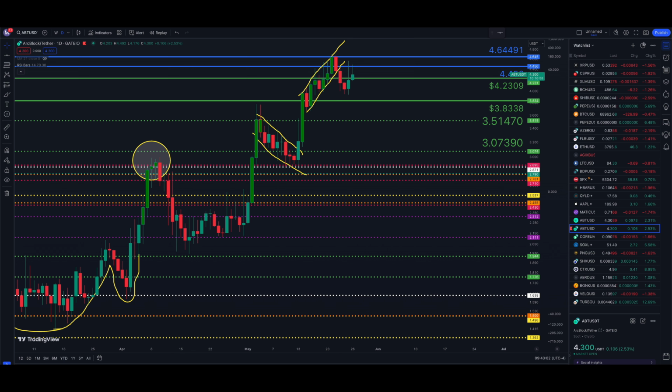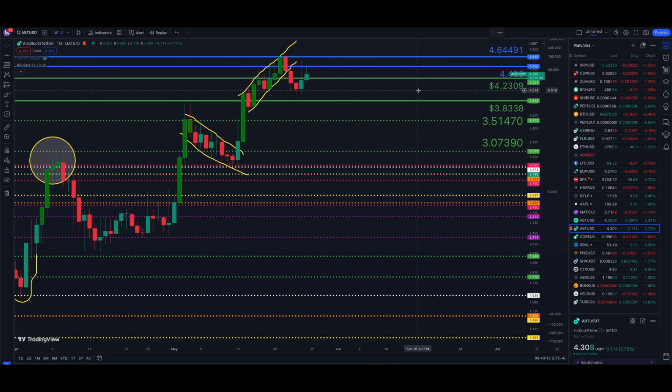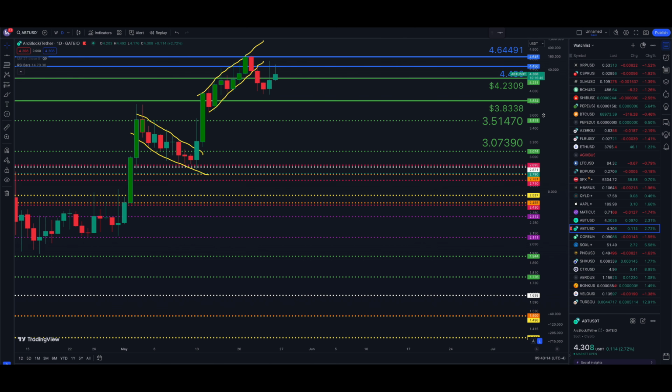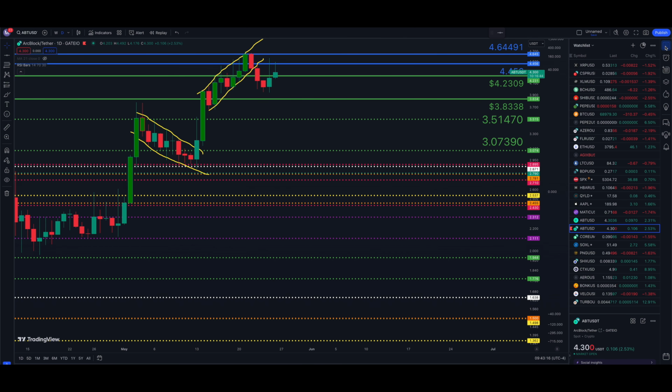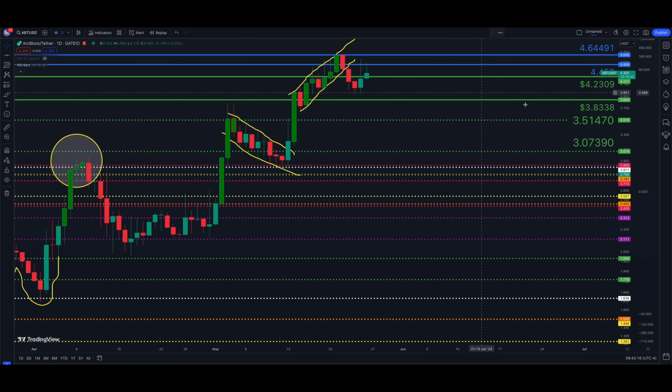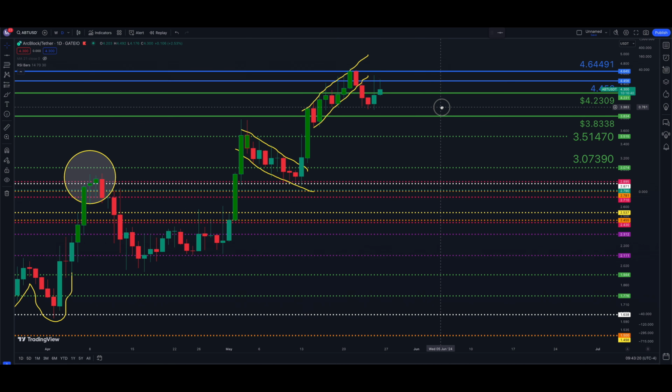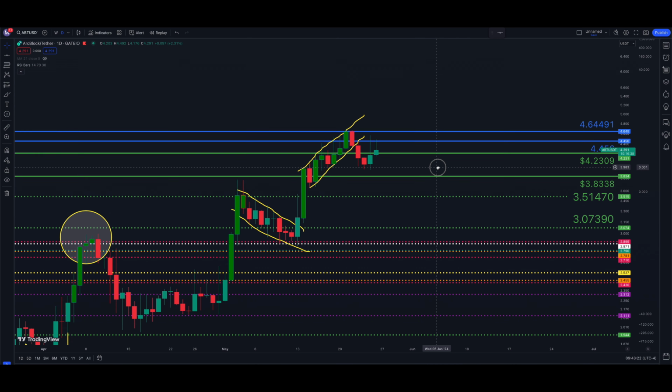Arcblock, guys, we are currently up this morning 2.53% on this Gate.io chart. We're going to talk about a couple things, a quick recap from the last video. So let's jump into that. We're going to jump into Bitcoin at the end, so stick around for that. Two different scenarios that could be playing out here. We're kind of in the middle.